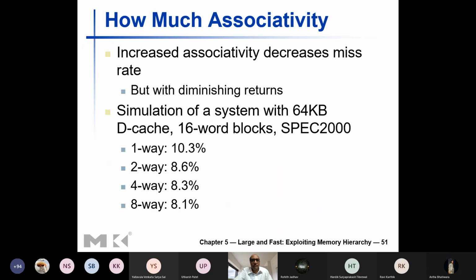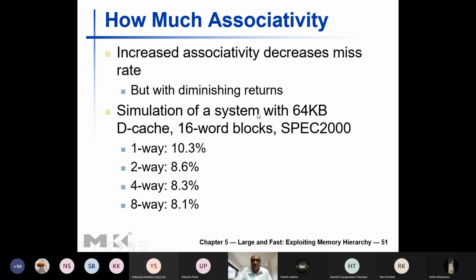And this is the same illustration with a particular data set like SPEC 2000, given the specification of a cache, and these are the resulting miss rates. Say you have a 64 kilobyte data cache with a block size of 16 words, and this is a SPEC program which involves something like huge matrix multiplications, a huge number of instructions.